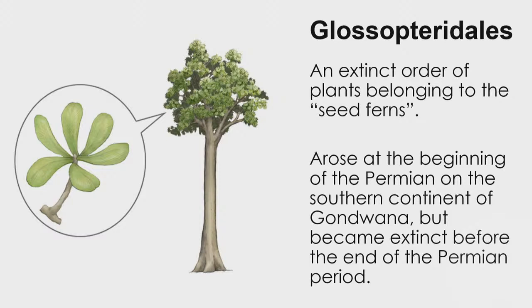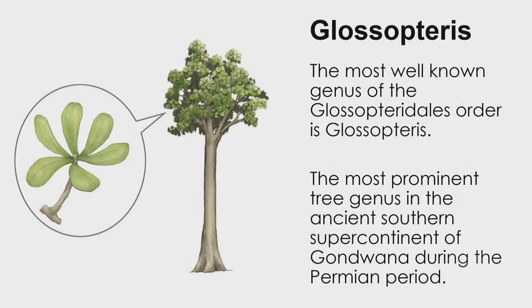But an extinct order of plants belonging to the seed ferns are the Glossopterids. These arose at the beginning of the Permian on the southern continent of Gondwana, but became extinct before the end of the Permian period. The most well-known genus of this order is Glossopteris, and I have a specimen up here from Australia. It's this orangish-looking rock here. You see those leaves on there.